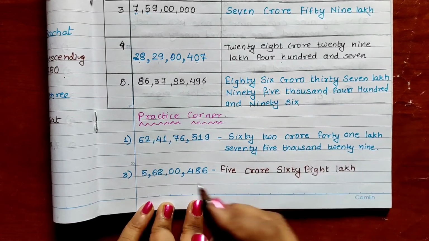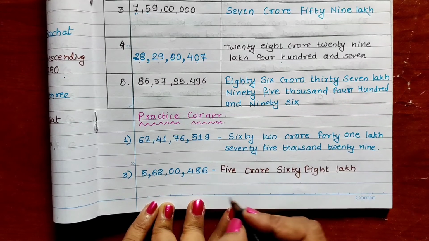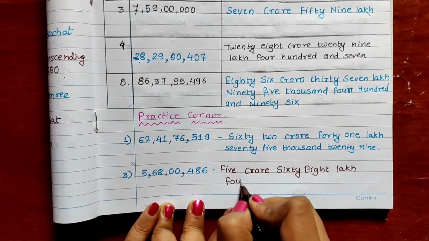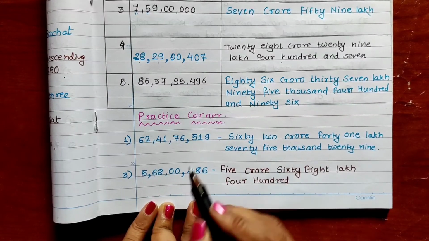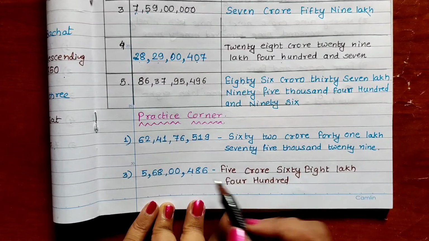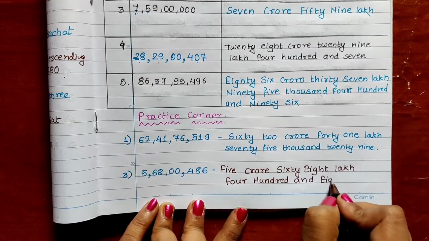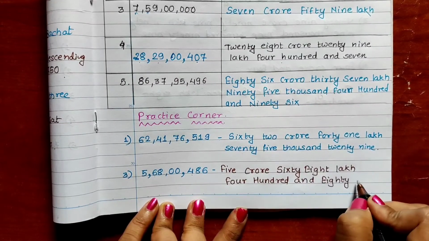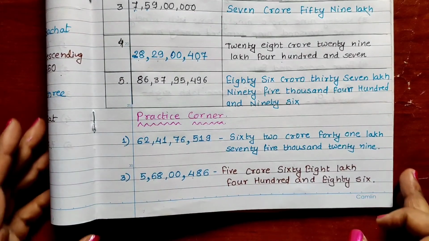lakh. Then at the thousand and ten thousand places nothing is there, directly the hundred place is there: 400. Nothing means zeros are there. At the thousand and ten thousand places zeros are there, so we don't write them. 486. In this way we have to write it in words.